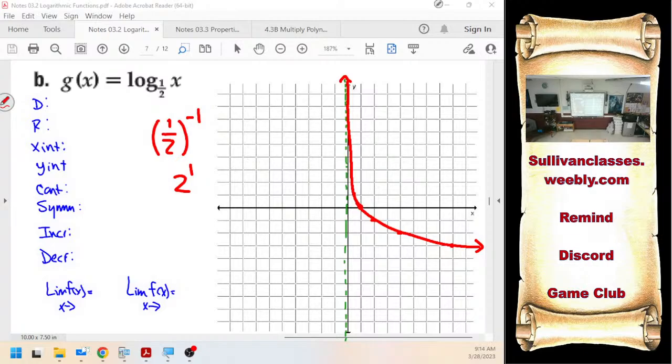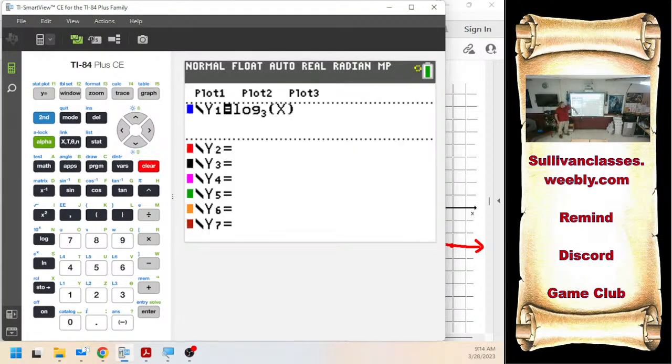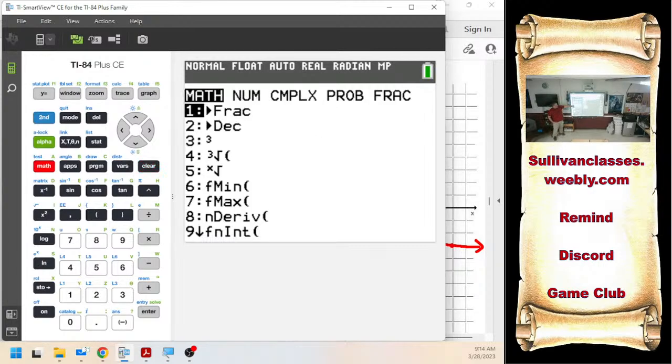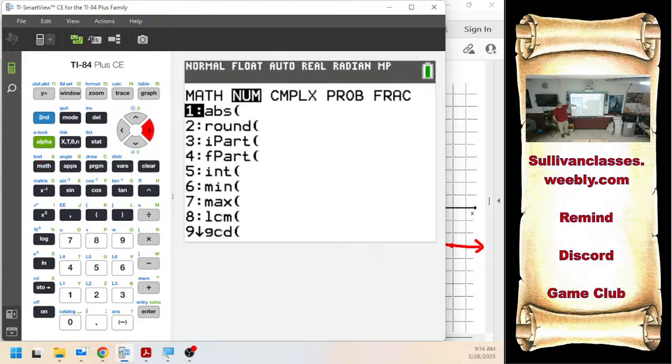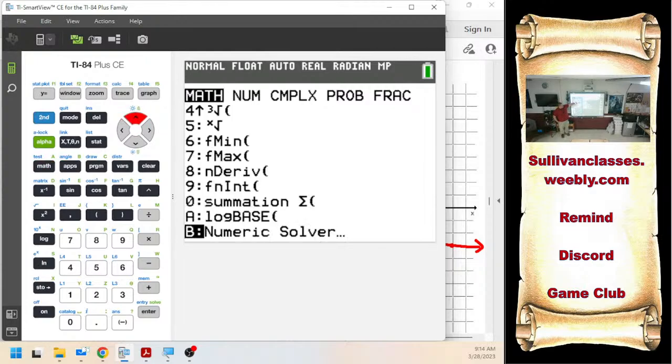So now that I got my graph, suppose I should say this for our TI-84 users. How do I even put a log base 1/2 in here? Okay, log base is in math. Over to number, one of the types of numbers that I can do is, or wait, no, it was just math, right? There we go, log base.